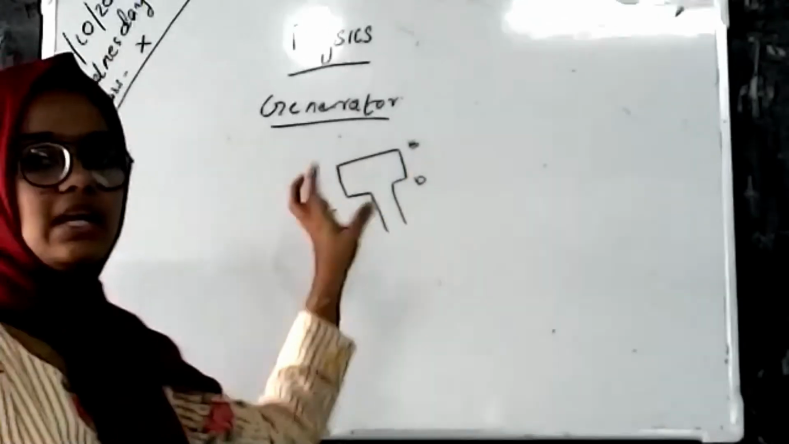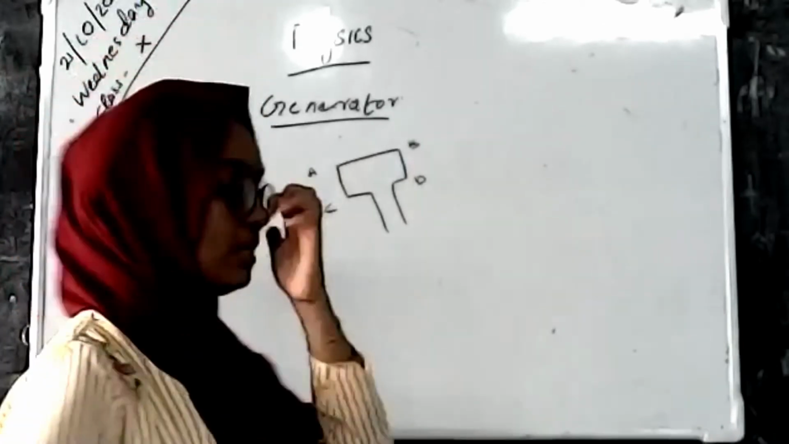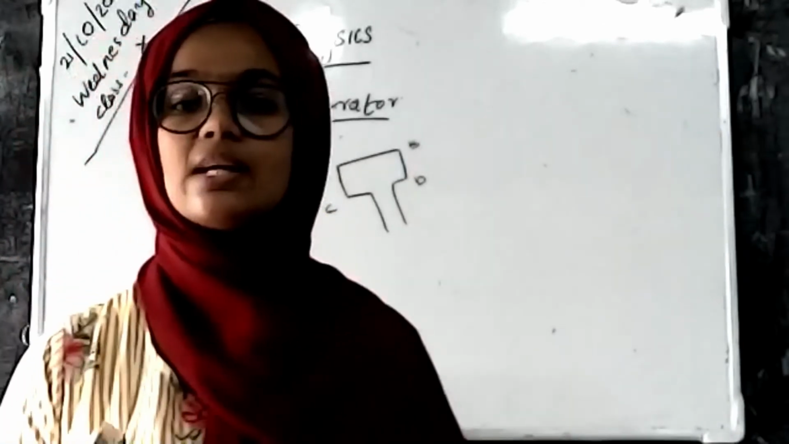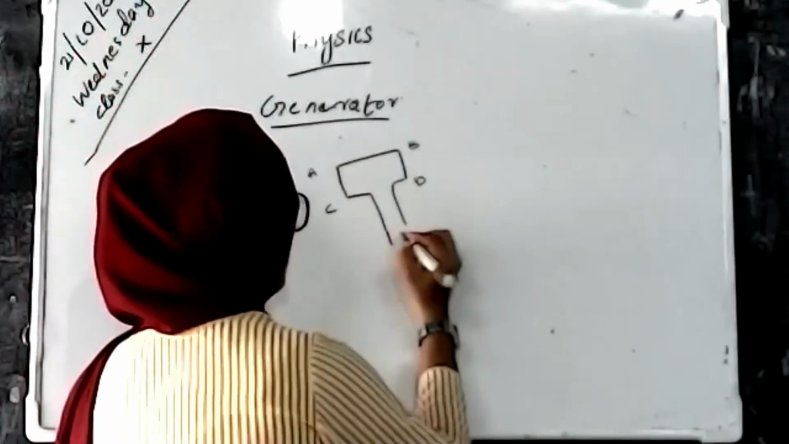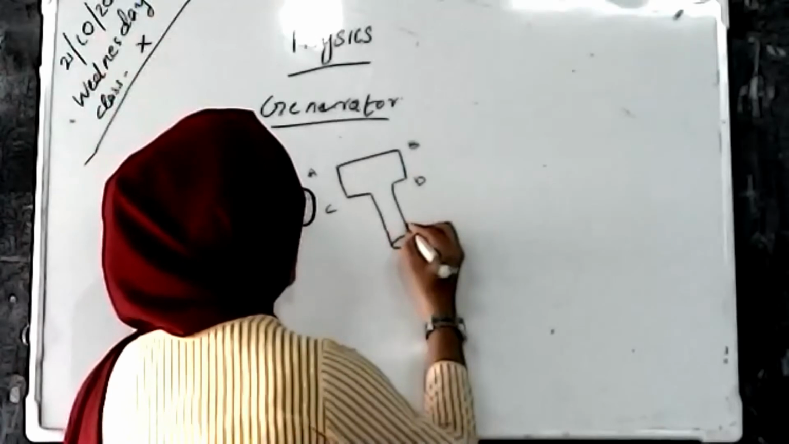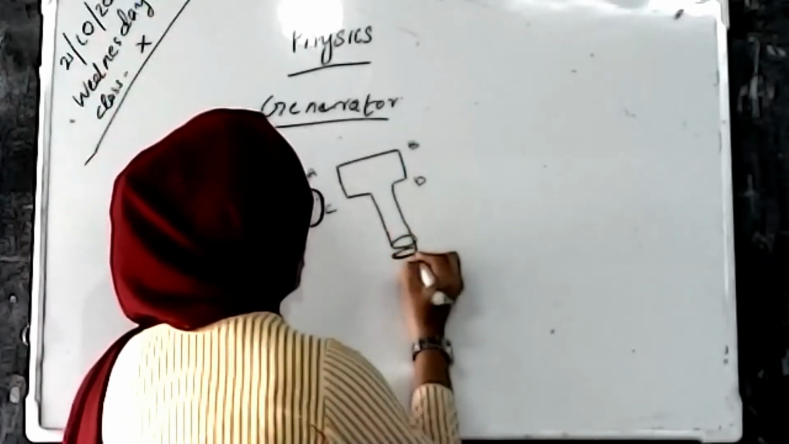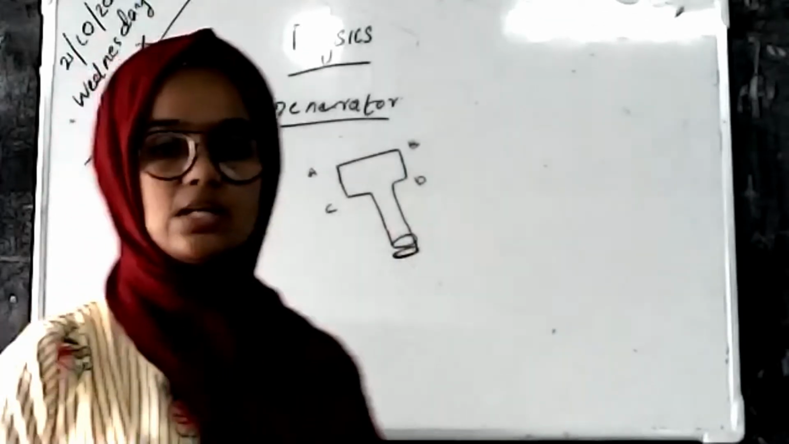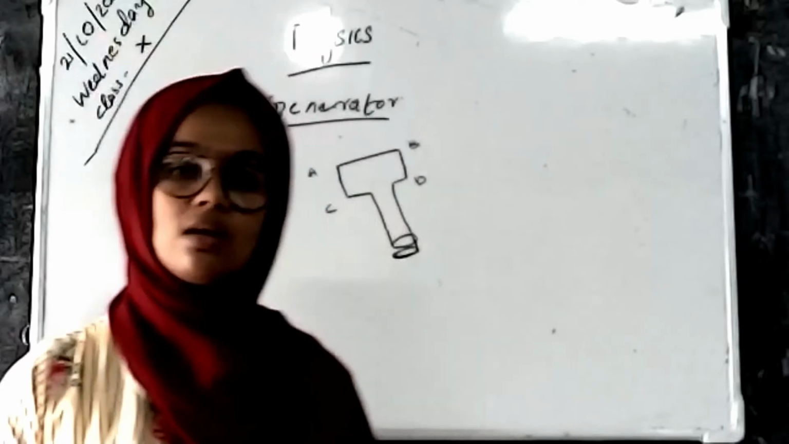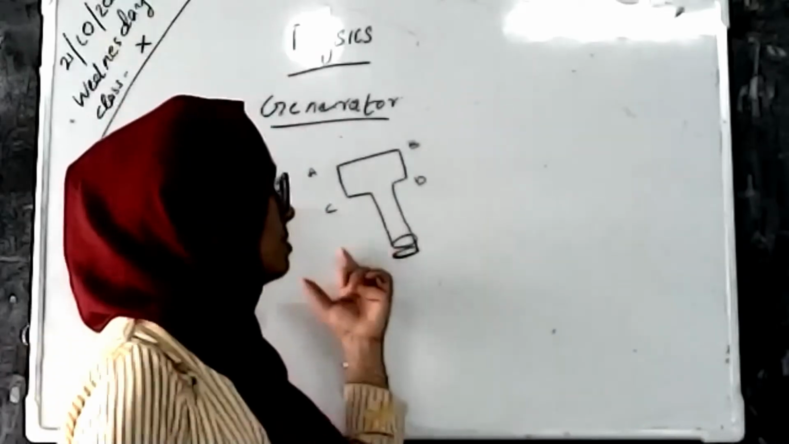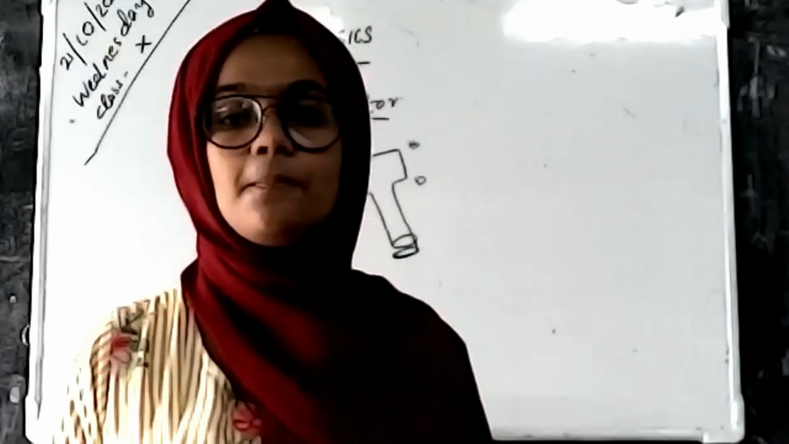The armature coil has four sides: A, B, C and D. This armature coil is connected with the slip rings. The slip rings are a main part of a generator. And there are two brushes connected with the slip rings, and the brushes are connected with the outer circuit, and that gives the electricity.